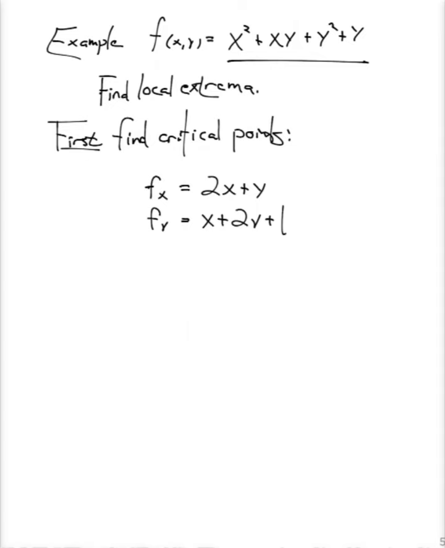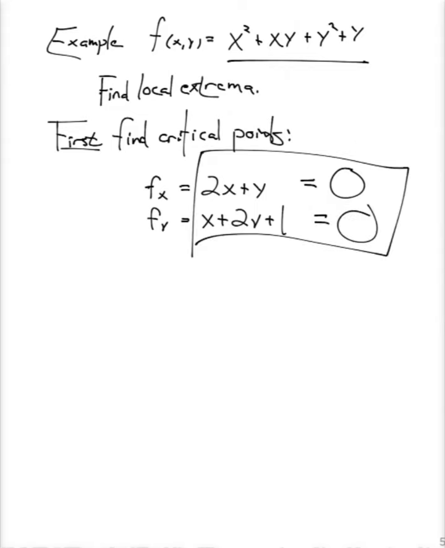So how do we find the critical points? Well, we set both of these equal to 0. And in so doing, we've introduced a system of 2 linear equations in 2 variables. So we can solve this by substitution or elimination. I can write this as 2x plus y equals 0 and x plus 2y equals -1.